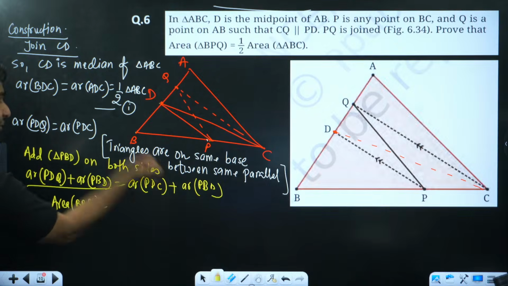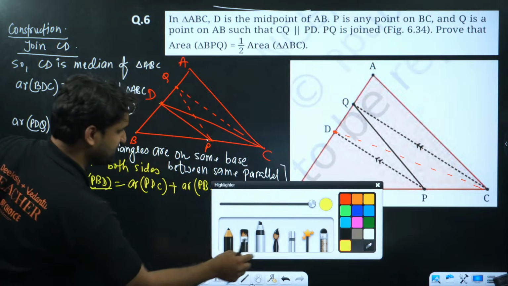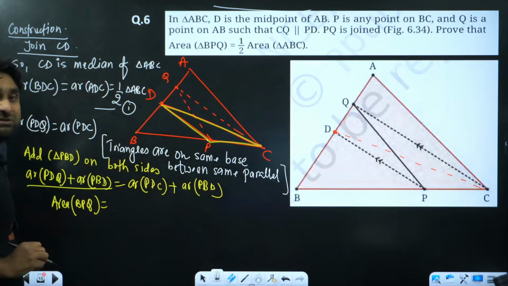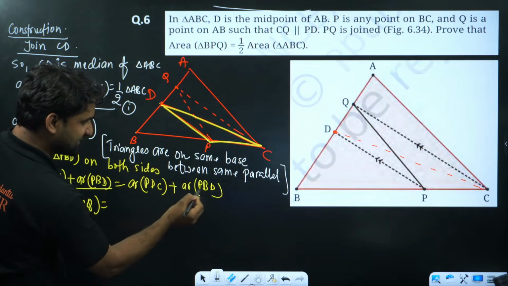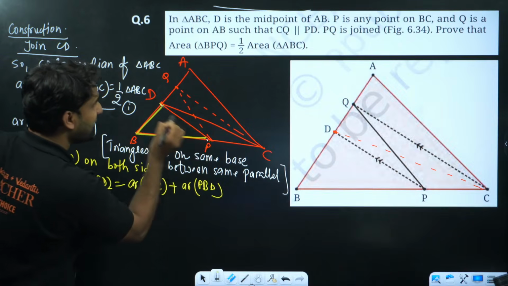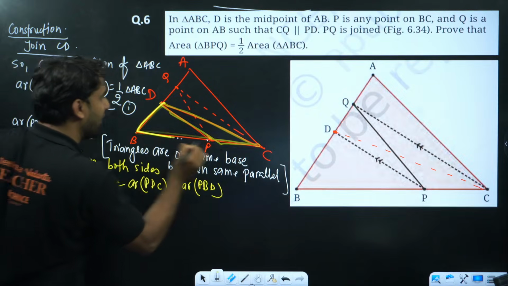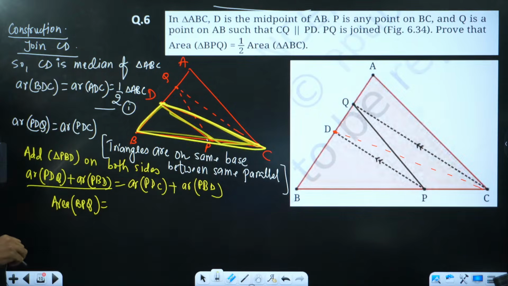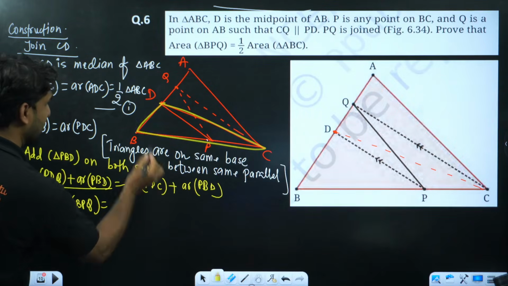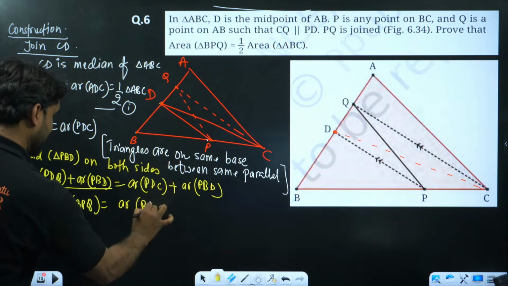But what will happen to the right hand side? Let's check it once. Where is PDC? This is PDC. And we are adding this PBD. We are adding this part. In this triangle, we are adding this. So we have the entire triangle. Wow. So here we can write, area of triangle, this is equal to BDC, area of BDC.